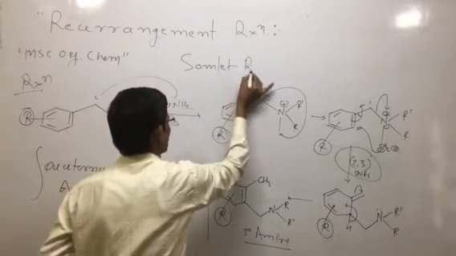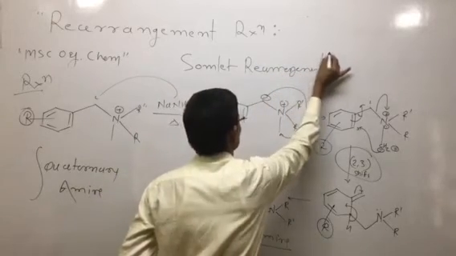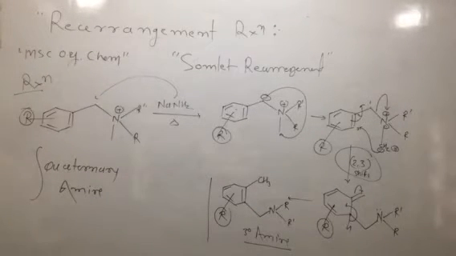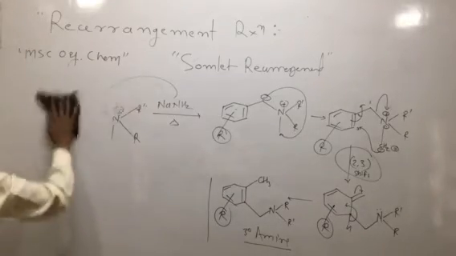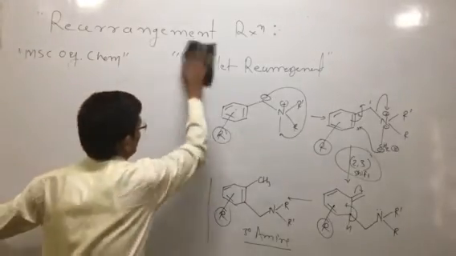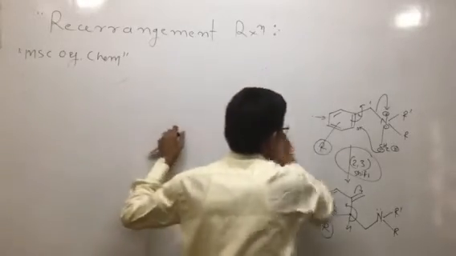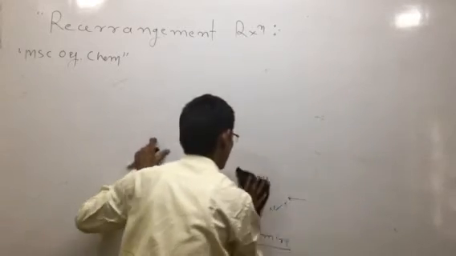Sommelet rearrangement reaction. This reaction is called the Sommelet rearrangement reaction. In continuation, we are approaching the next rearrangement, that is the Beckmann rearrangement. What is that? Beckmann types or Beckmann rearrangement.